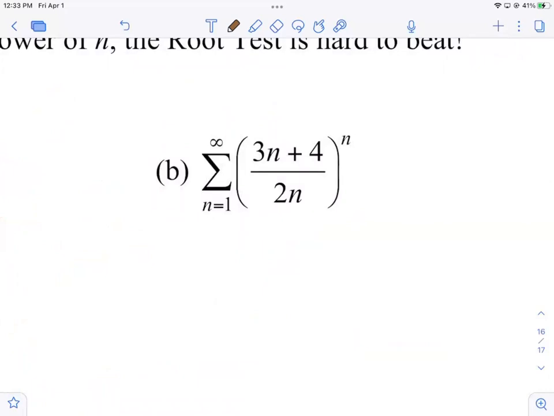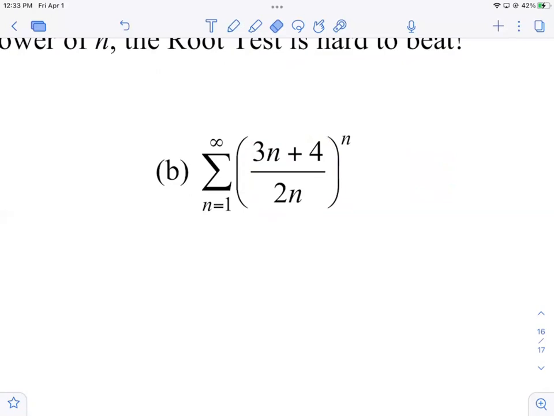All right, how about this one? Never not first. What do we do? Nth term test. And if we take the limit of the inside sequence, we get 3/2, but then it's to the nth power. Is that going to converge? Is that going to go to 0? No. Powers of 1.5 get bigger and bigger and bigger. So this is actually going to diverge by the nth term test.